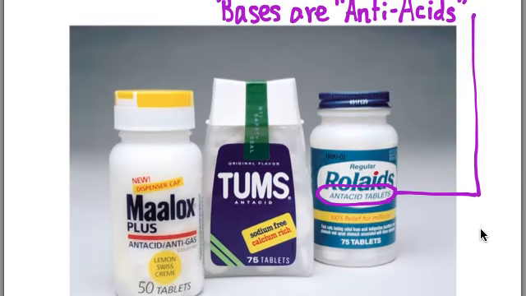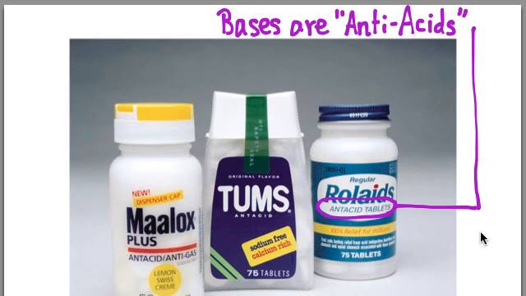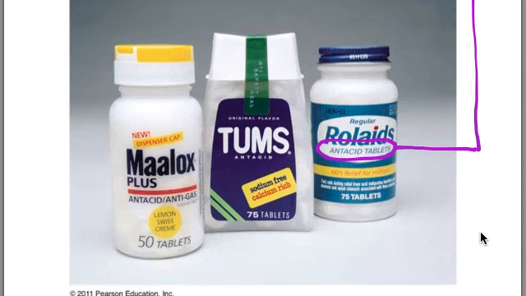Did you guys know that antacids were really antacids? So like Tums and Rolaids, Pepto-Bismol often do the same. They cancel the acidity with bases.